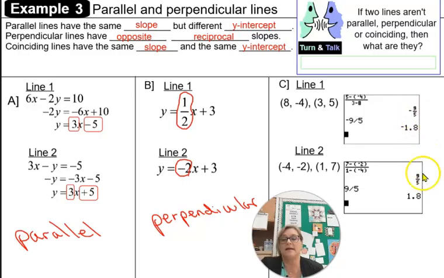So are these the same? Are the lines coinciding? No, they have different slopes. Are they perpendicular? No, they're opposite slopes, but they're not opposite reciprocals. So if two lines are not parallel, perpendicular, or coinciding, then what are they? They are intersecting at a non-right angle. So I would jot that down up at the top of your notes next to the vocabulary, that these lines in C are intersecting but not at a right angle. They're not parallel, they're not perpendicular, they're not coinciding.